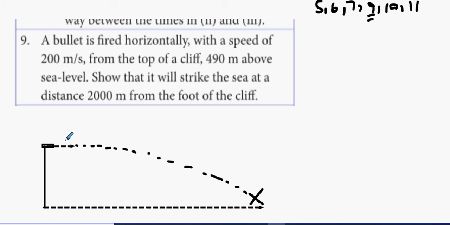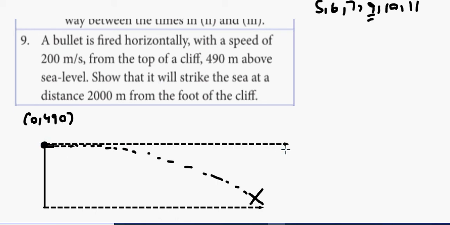Now, you begin at the point 0, 490. Everybody cool with that? Now, do we do minus 490? Let's do minus 490. That should work out nicely. What I'm going to argue is take this as your new 0, 0, if you will. So reaffirm that now this is 0, 0.